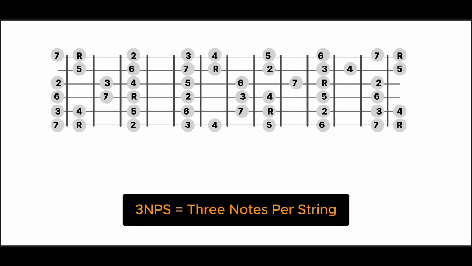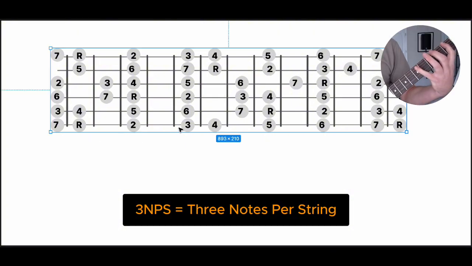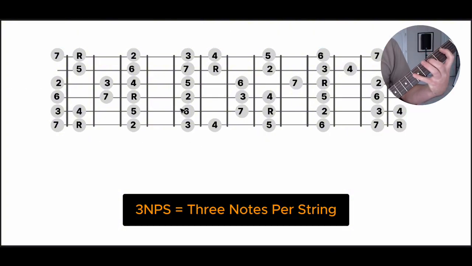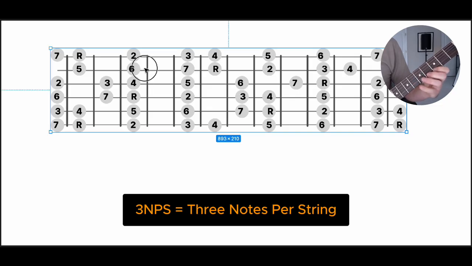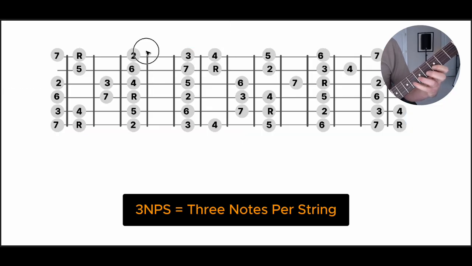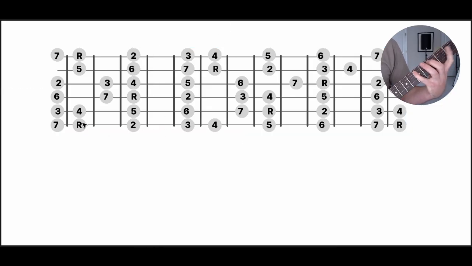3 NPS takes 3 notes per string and would go like this: root, 2, 3, 4, 5, 6, 7, root, 2, 3, 4, 5, 6, 7, root, 2, 3, 4. If you do that starting on each note, and then do the same thing, 3 notes per string starting on the second note, 3 notes per string starting on the third note, you wind up with 7 patterns. If you do a search for 3 NPS shapes, you can find those pretty easily.